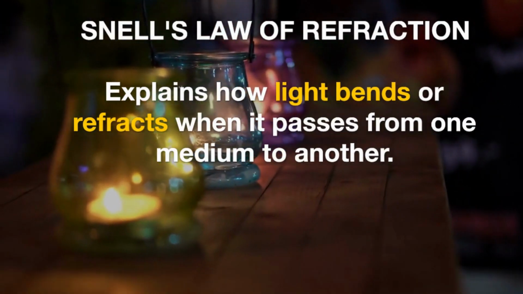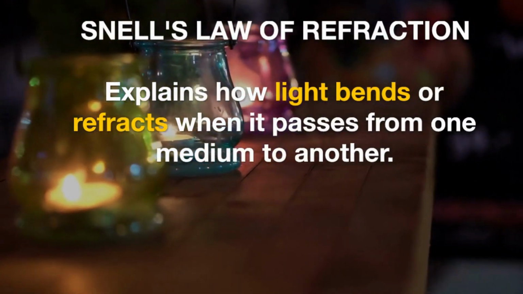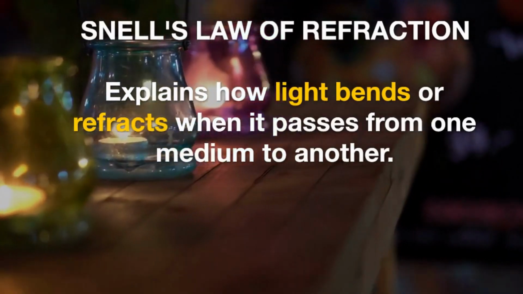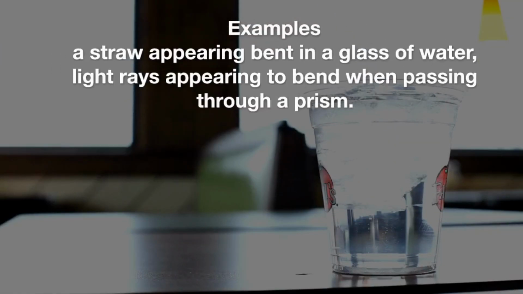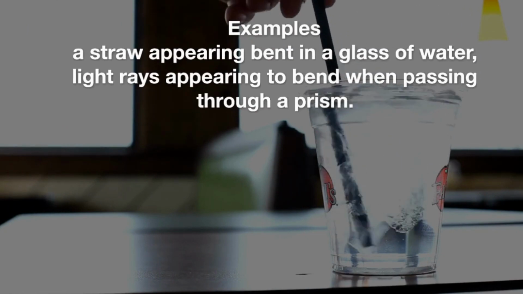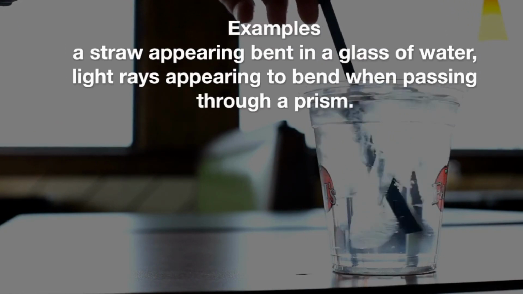In simpler terms, Snell's law explains how light bends or refracts when it passes from one medium, like air, to another, like water or glass, such as a straw appearing bent when placed in a glass of water, or light rays appearing to bend when passing through a prism.